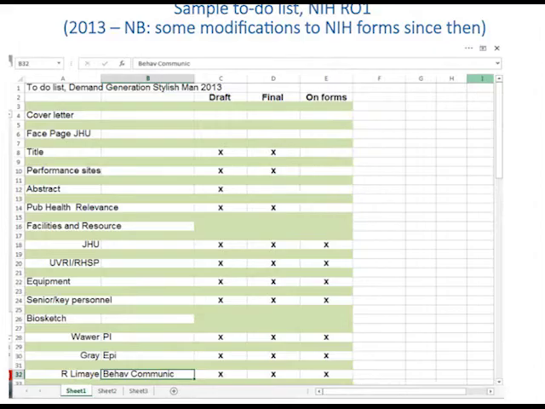Okay, this is just a to-do list that I did for one of my proposals. And again, it's just to show you, it's very reassuring because you've got a list of everything that you need, including all the people that you need letters from and all the people that you plan to have on your proposal. And then I check it off as draft, final, and on forms.